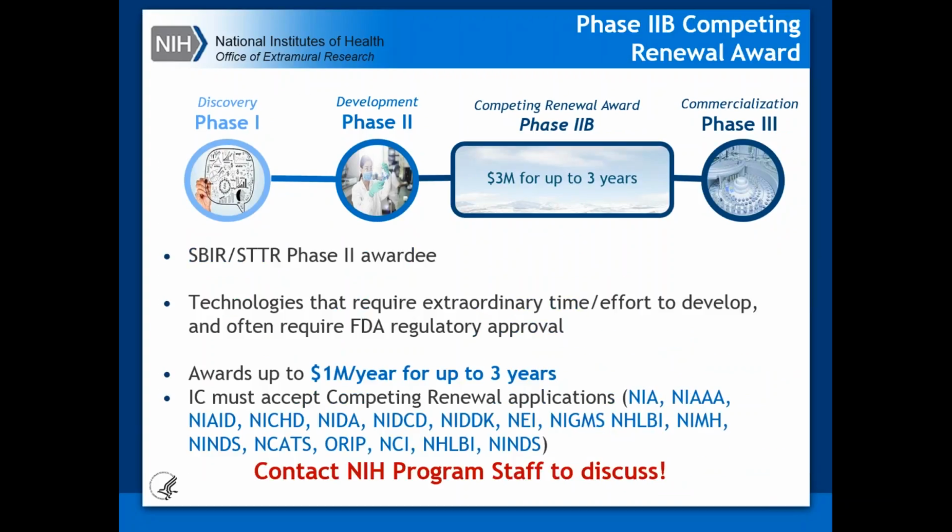With respect to the Phase 2B Competing Renewal Award, you need to be an SBIR STTR Phase 2 awardee, and this is for technologies that require extraordinary time and effort to develop and often require FDA regulatory approval. This is the one, as I noted earlier, which is awards of $1 million for up to 3 years, so that could be $3 million in research. ICs must accept these competing renewal applications, and only particular ones, as you can see, are listed that do. So you should contact the NIH SBIR program staff to discuss.